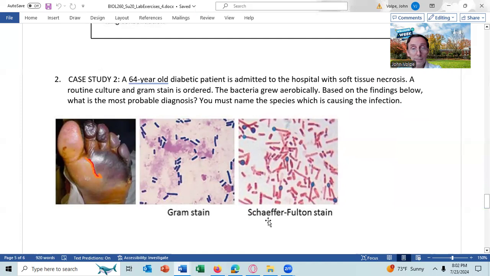And there's the Schaefer-Fulton stain. And you can see a structure in this stain. You must recognize that structure to get this species. You must name the species. If you simply name the disease, in this case, it'll be totally wrong because the disease would not name the species. Any questions about any of that?